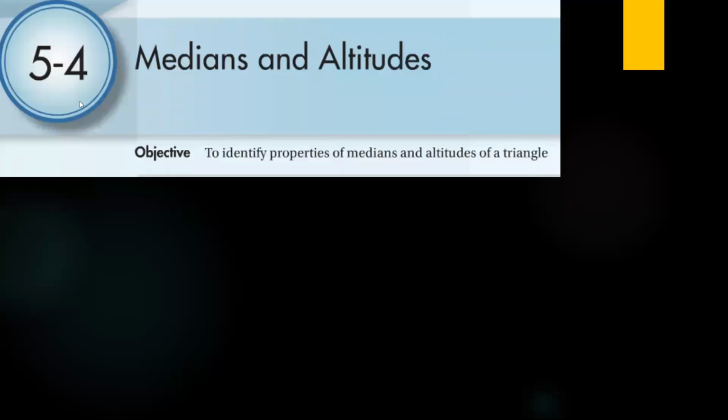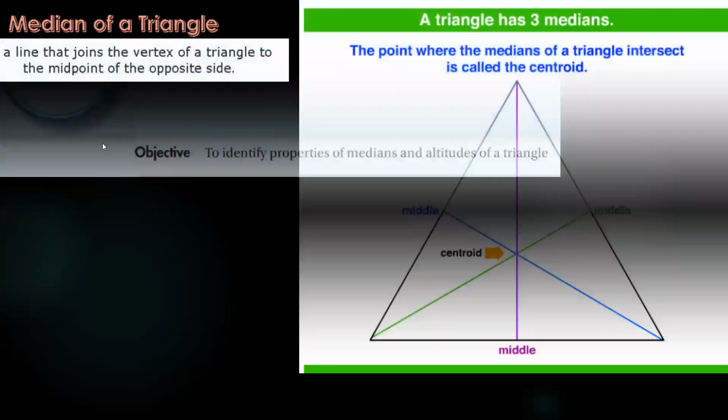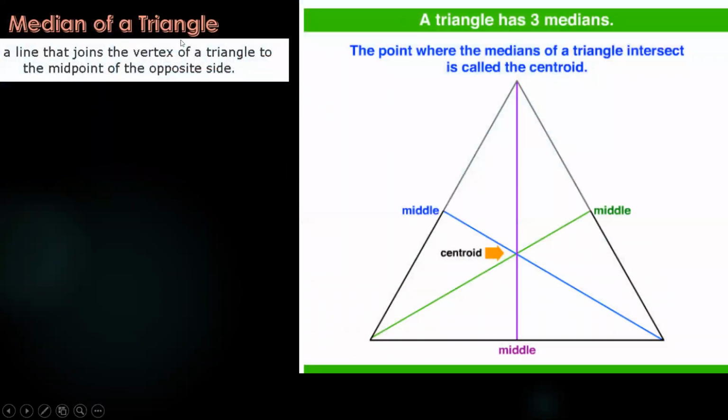Let's start with a new lesson, lesson 5, medians and altitudes. As I told you, we have 4 sets of bisectors in triangles: perpendicular bisector, angle bisector, medians, and altitudes. We talked about the perpendicular and the angle bisectors. Today, we are going to talk about medians and altitudes. Let's start now with the median of a triangle.